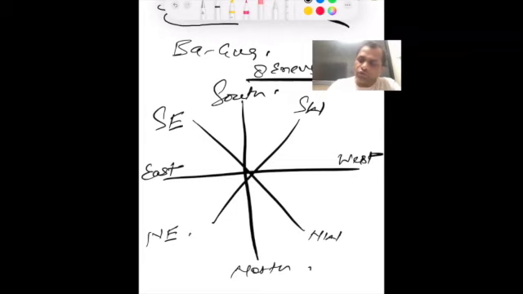So if the east is balanced, then there will be lots of things. Balance in your home. If we are talking about the home, अगर ईस्ट दिशा बैलेंस है हमारे घर की, तो हमारे घर का वास्तु अच्छा है.